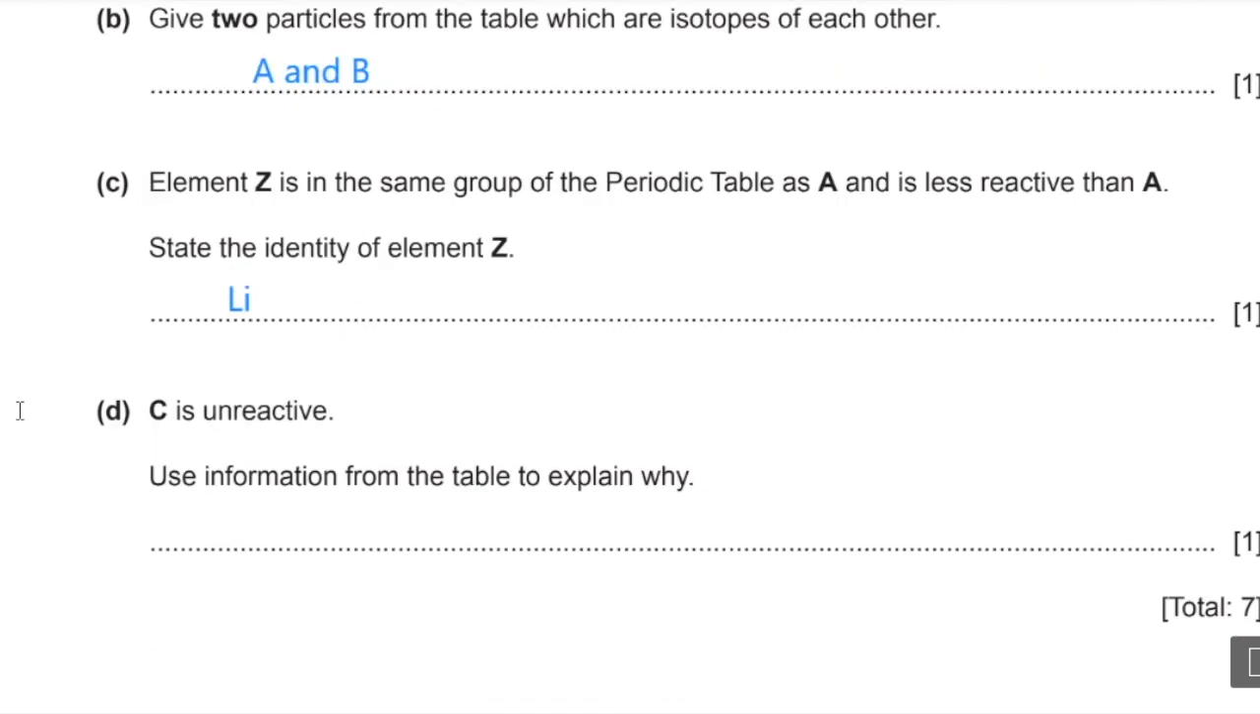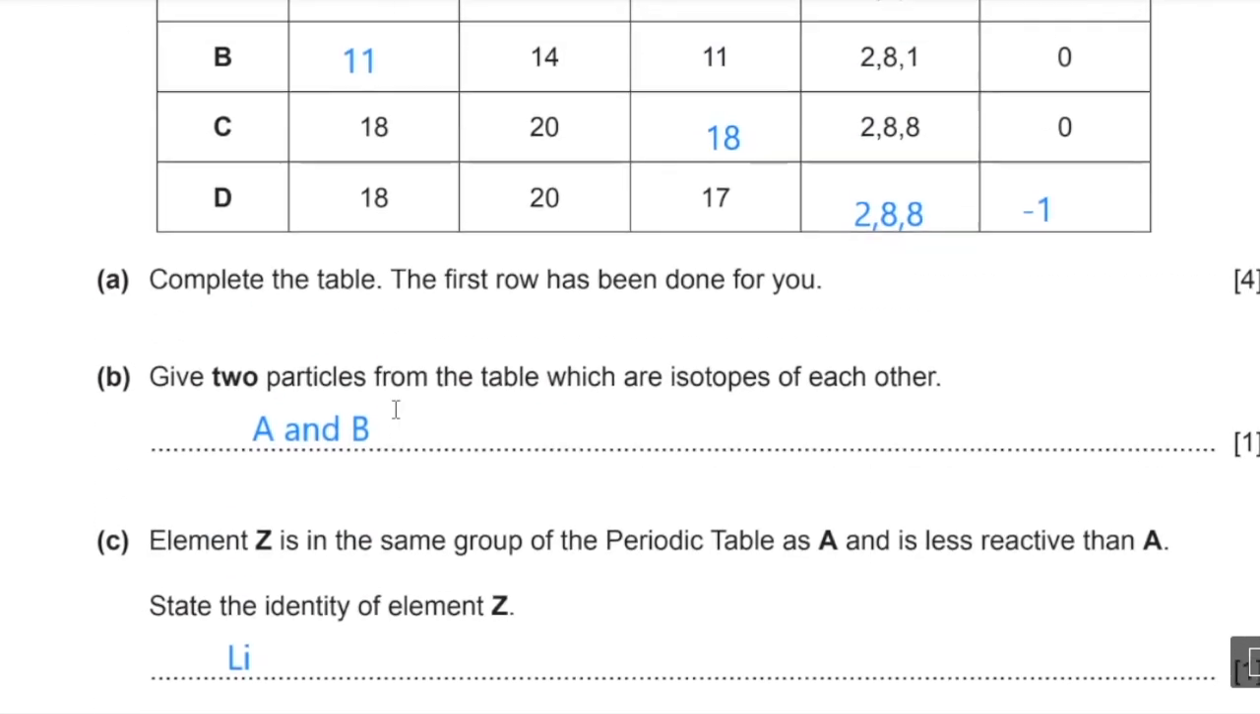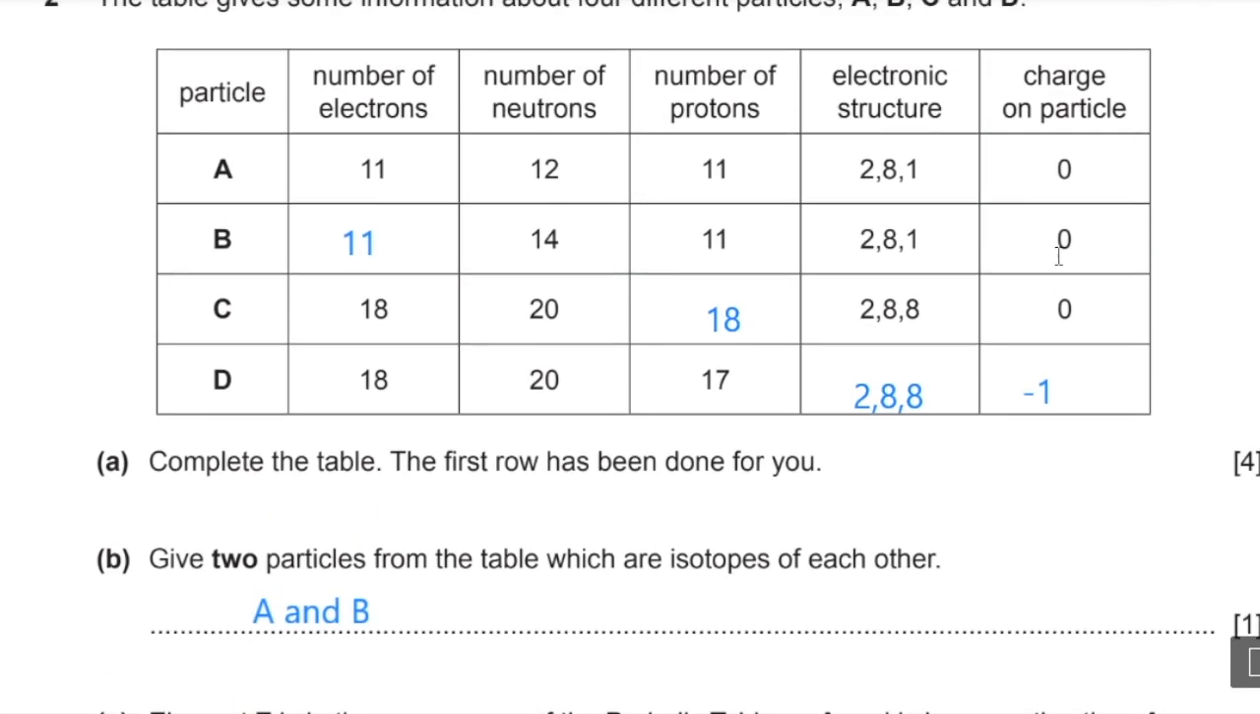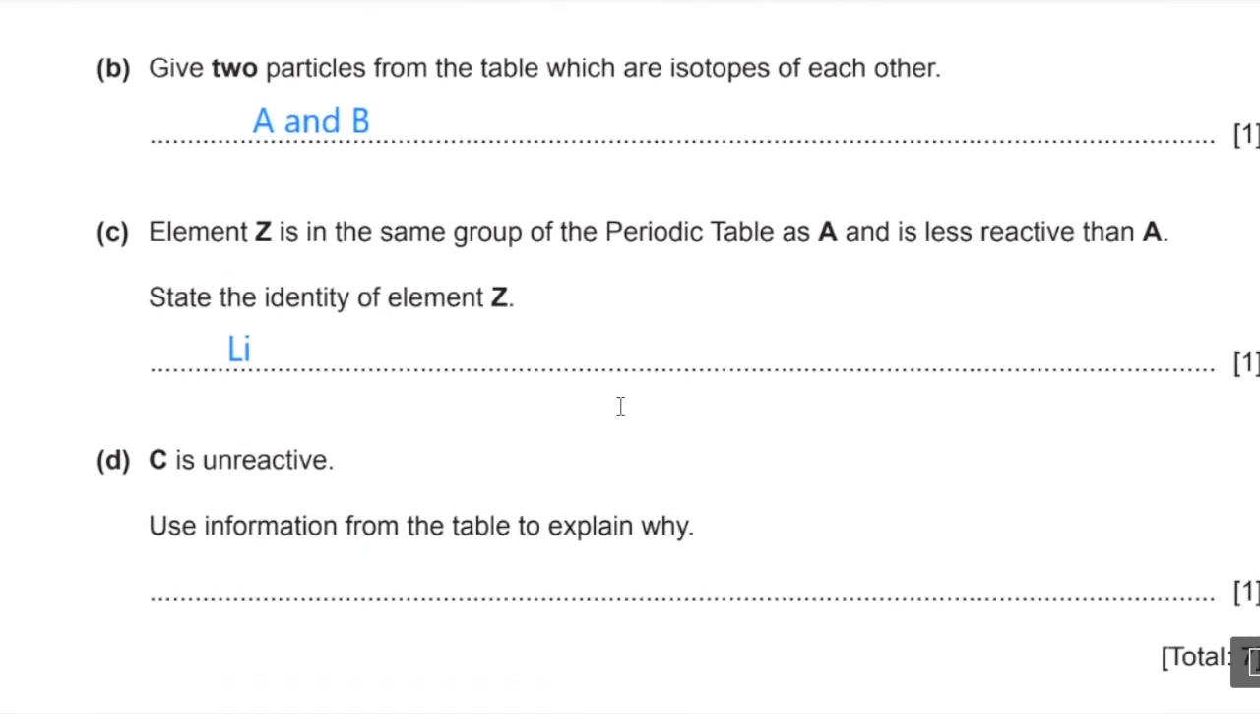D, C is unreactive. Use information from the table to explain why. So C over here is from group 8, or is a noble gas, and since it has a complete outer shell of 8 electrons, it does not need to react to complete this.